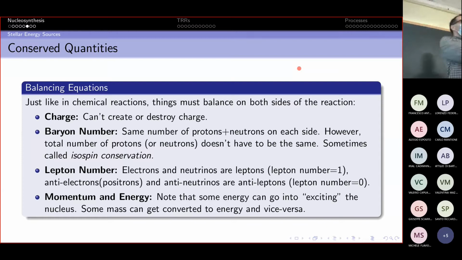Yes. Okay. Lepton number. Leptons are electrons and neutrinos. Also taus, muons, and their corresponding neutrinos and antineutrinos. Electrons and neutrinos have what we call a lepton number of 1. The antiparticles have a lepton number, that should be minus 1, not 0, minus 1.